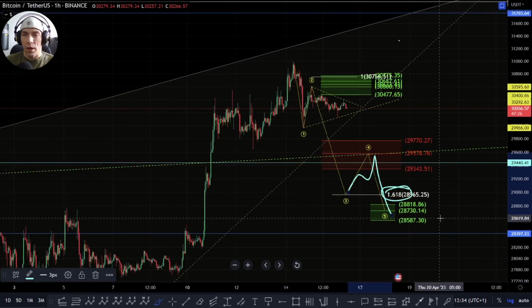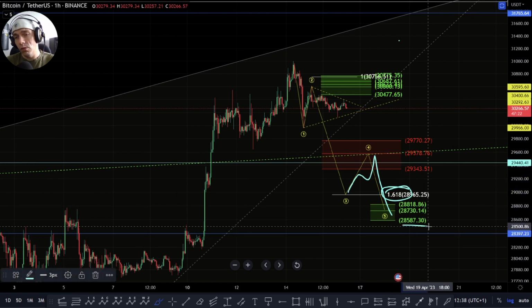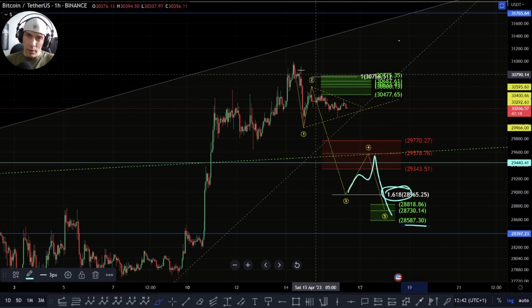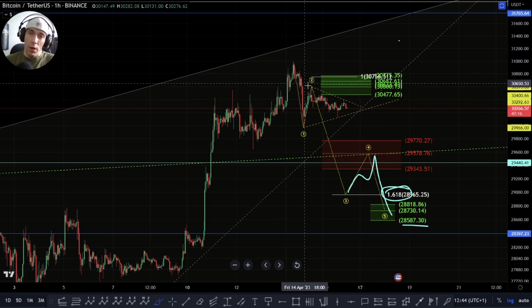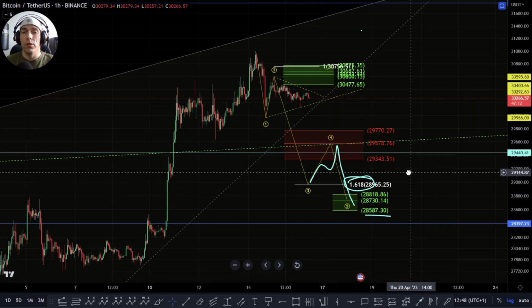So if we do break down this low, then I'd be looking for additional fourth and fifth wave here, which could look to bring us back into this zone of this 28,818 to this 28,587. So really, until we take this high again, we need to just be aware of this, where we could see this breakdown into these lower ranges here.